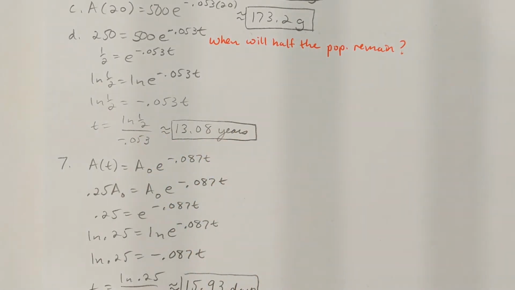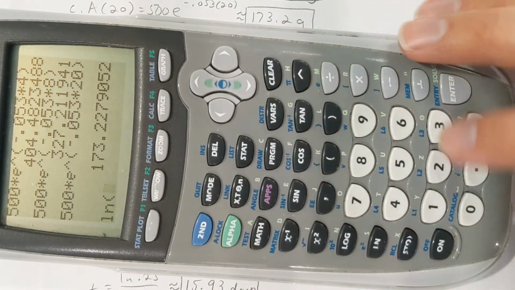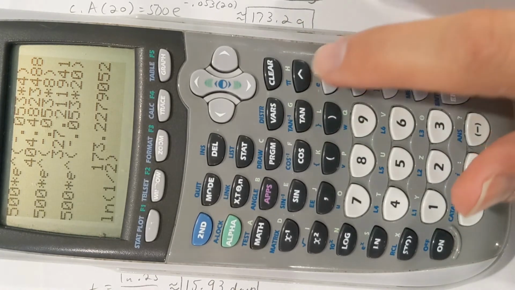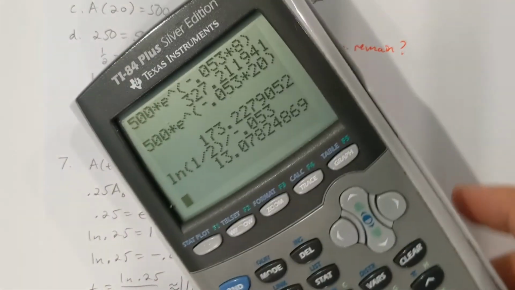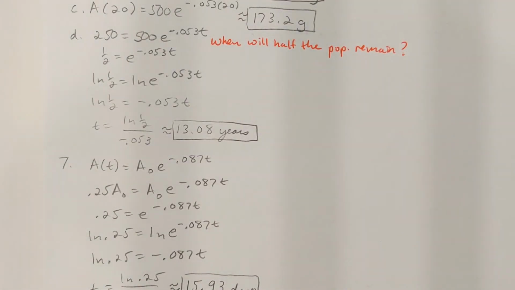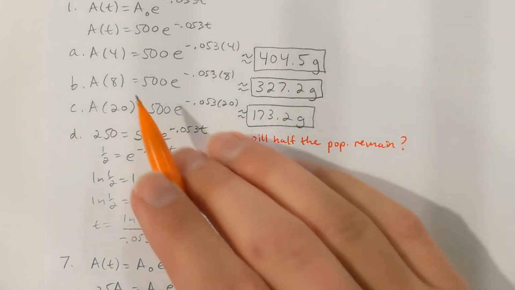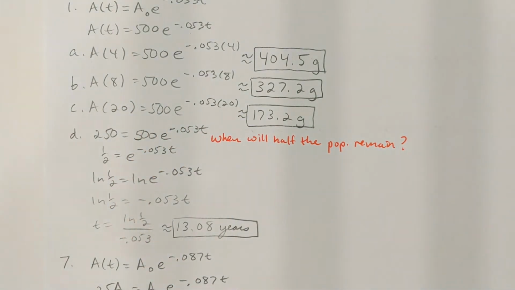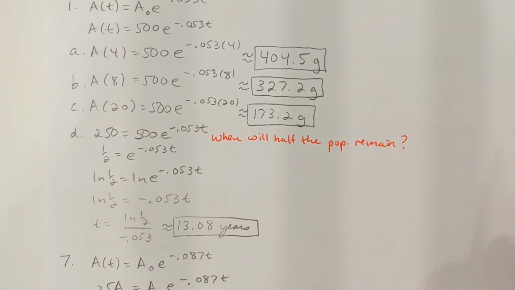If you go to the calculator and type in ln of 1/2 divided by negative 0.053, I'm getting 13.08. We go nearest 2 digits on that. The time is in years, so a little bit more than 13 years. And by the way, that sounds right? We expected it to be between 8 years and 20 years, and so in fact this number is right. That would be the half-life of this.